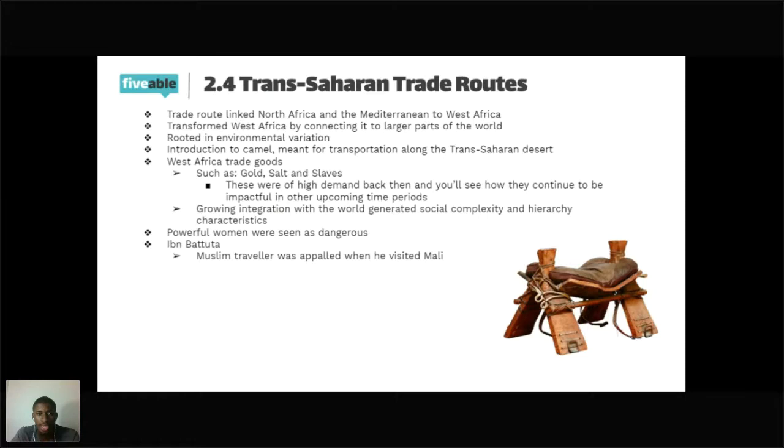Next, you have growing integration with the world, because it generated social complexity and hierarchy characteristics. Basically, this means that with Africa being integrated into the world, it allowed for social classes to be viewed and hierarchy to be changed, and to see how class or hierarchy should be impacted.